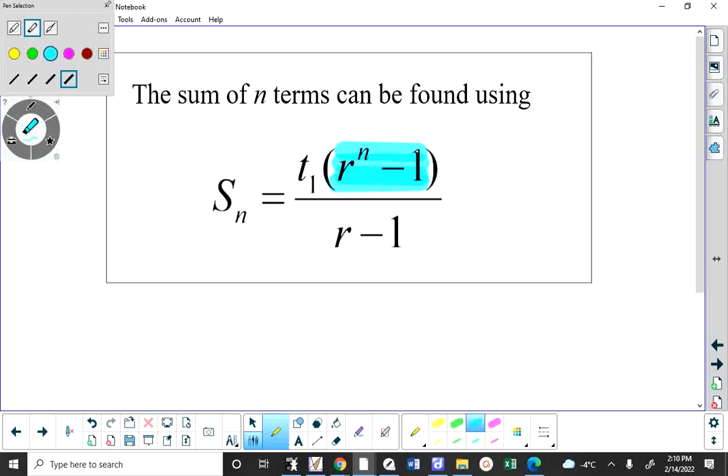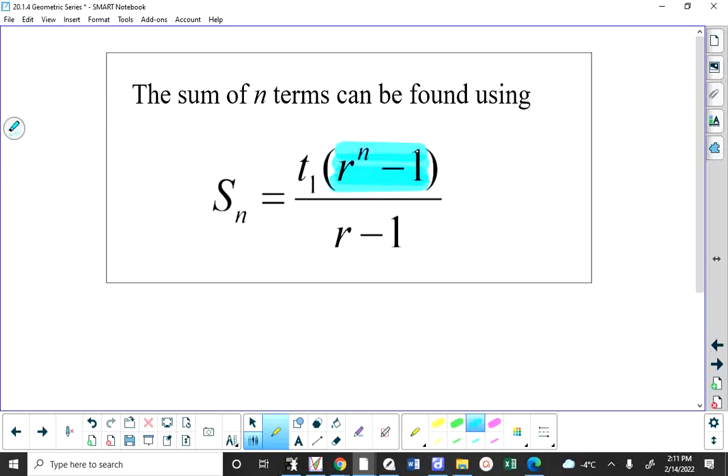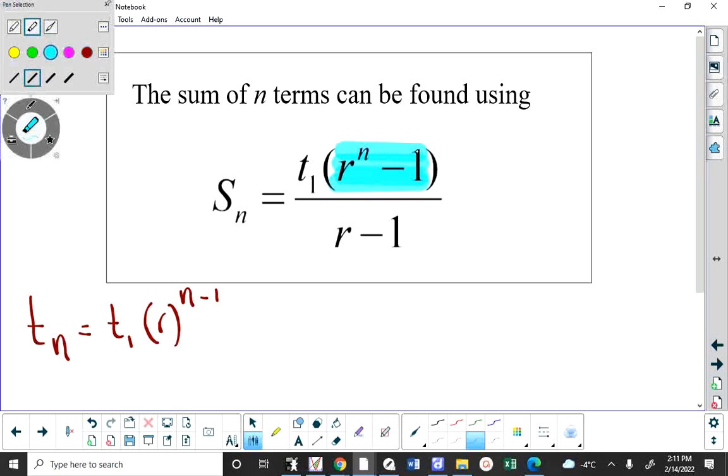And I'm going to write down the general term formula for a geometric sequence that we learned about last week. The general term formula is Tn equals T1 multiplied by r, which I like to have in brackets, to the n minus 1. And I think this is absolutely crucial that you understand the difference between what I've highlighted in blue and what I'm highlighting in yellow.